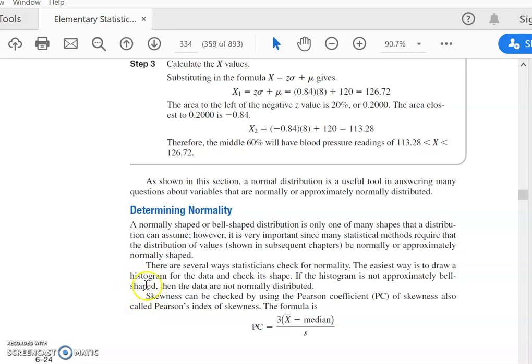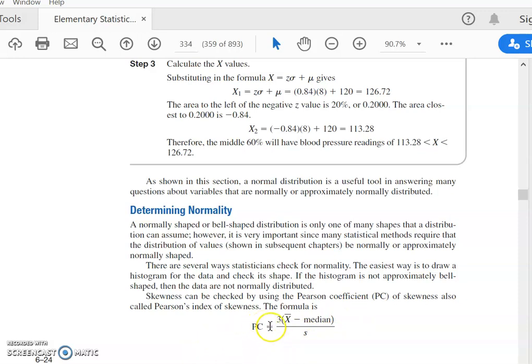The next thing you might do is check for skewness. If it's too skewed, then you don't want to use it. That's called the Pearson coefficient. The Pearson coefficient of skewness is used. It's also called the Pearson's index of skewness, so if you Google it, you might see both names. Okay, so the very first thing you need to know is, how do you calculate this coefficient? The coefficient normally just means a number.